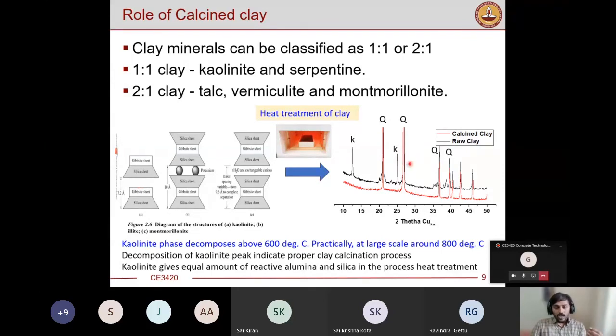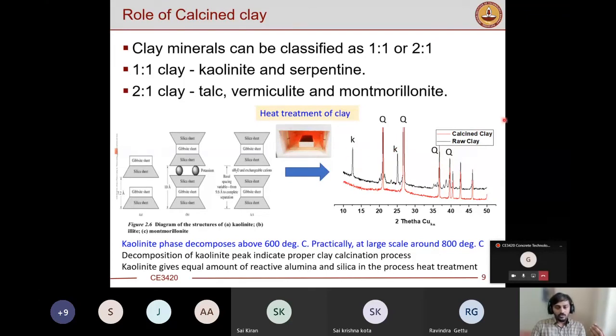So I have given a representation here using a technique called X-ray diffraction, right? It shows the nature of crystalline phases present in your material. So the black line here indicates the raw clay. So you can see some peaks which are shown here marked as K, right? Those are kaolinite peaks, the phases corresponding to kaolinite, right?